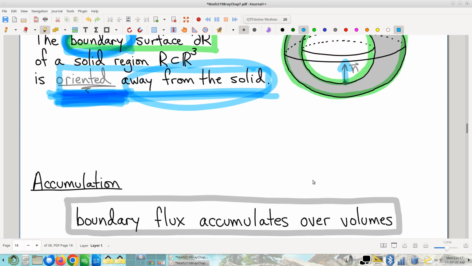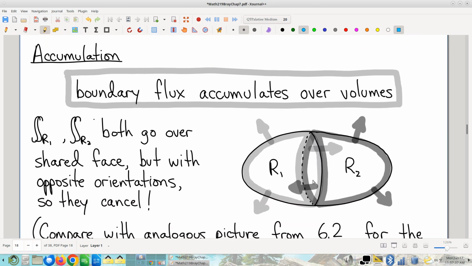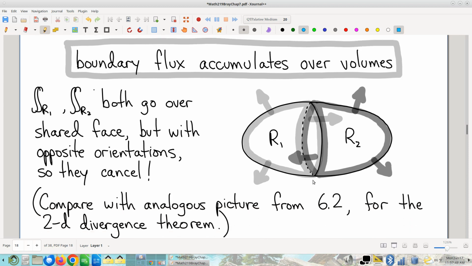Okay, with that in mind, here's our accumulating quantity. Again, five minutes ago I gave this whole speech about how accumulating quantities, that's the thing that's going to allow us to make big theorems. Here it is: boundary flux. Believe it or not, doesn't seem like this ought to work, but boundary flux accumulates over volumes. The whole is the sum of the parts. Really feels wrong, but it works. The whole is indeed the sum of the parts.